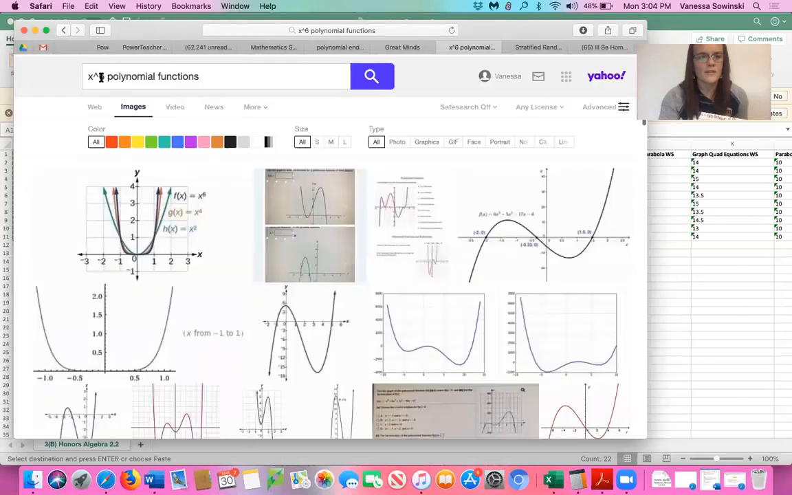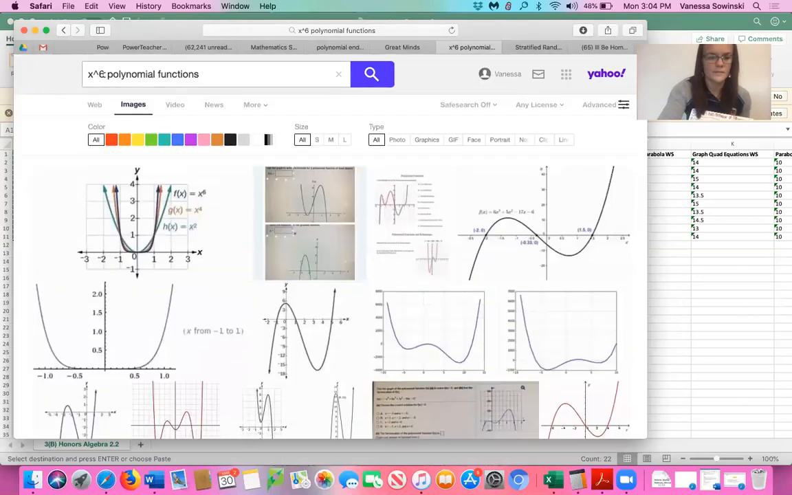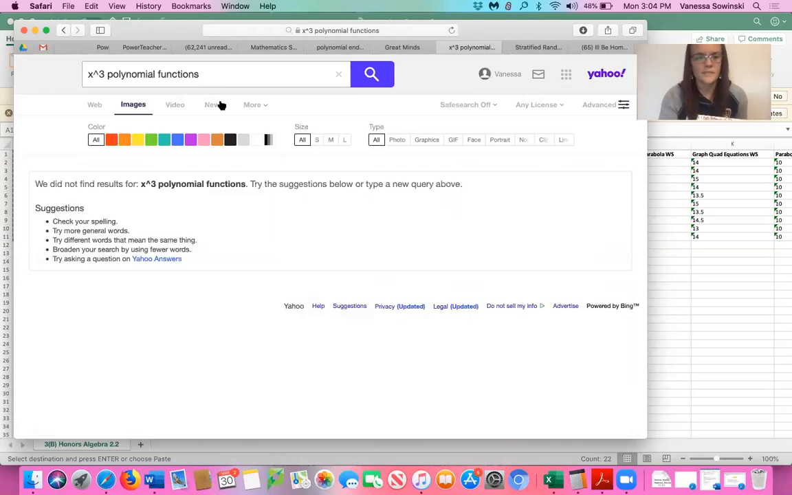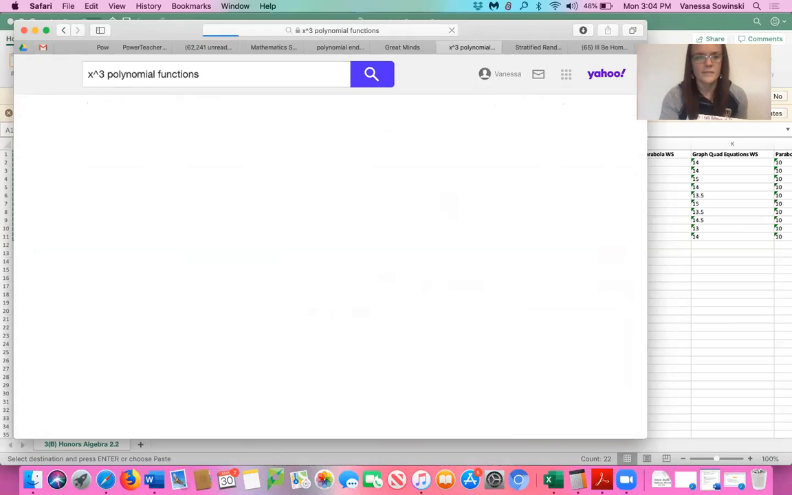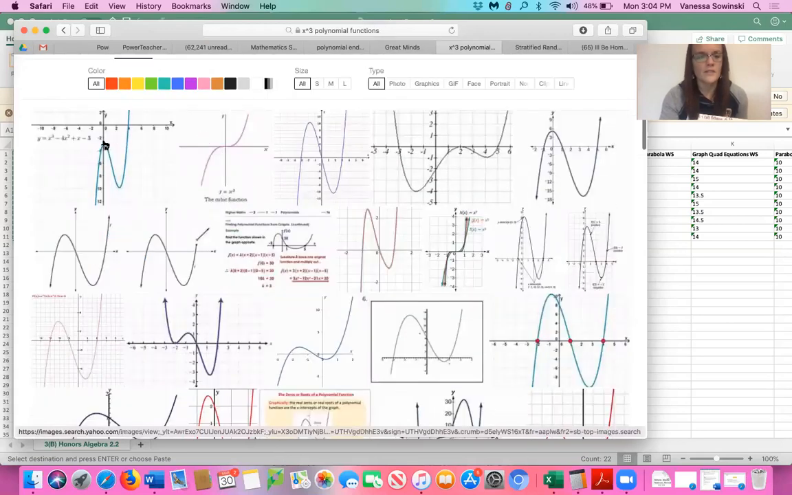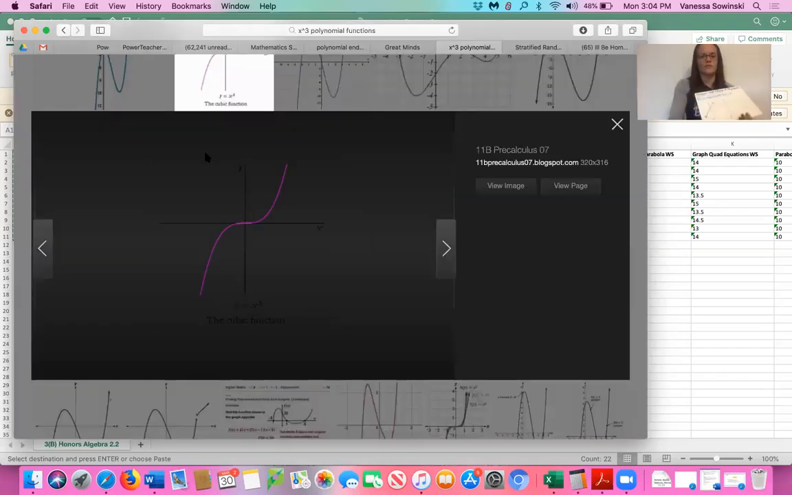I'm going to share my screen. And we're going to take a look and see what good old Google tells us about x to the third. Okay, so these are all great examples of x to the third. This is the basic one, the parent function that goes through the center.